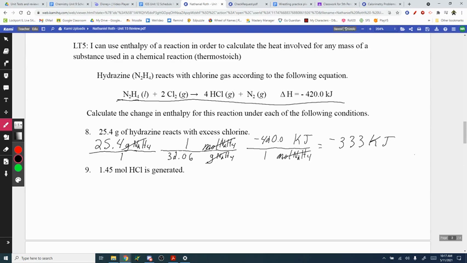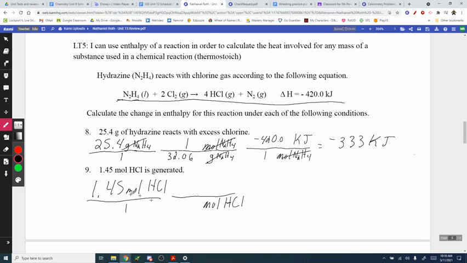All right, next one. We are given 1.45 moles of HCl. So we do that for our given, 1.45 moles HCl over 1. We do our conversion factor. Moles goes on bottom.